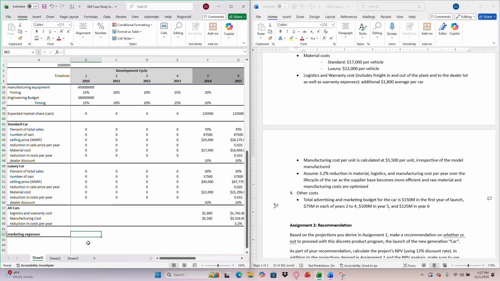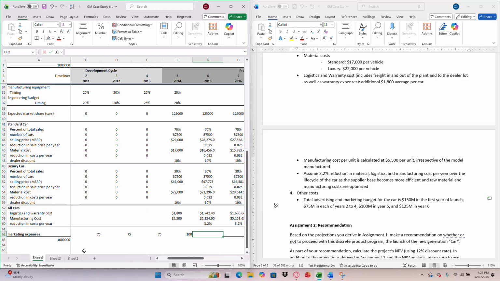Okay, so now we want to find out what our marketing costs are. This does happen in year 1. You should note that. So we're going to spend $150 million in year 1. And there's an easier way to do this. So I'll show you. We're going to go 150, and then 75 for years 2 to 4. And then we're going to have 100, and we're going to have 125 in year 6.